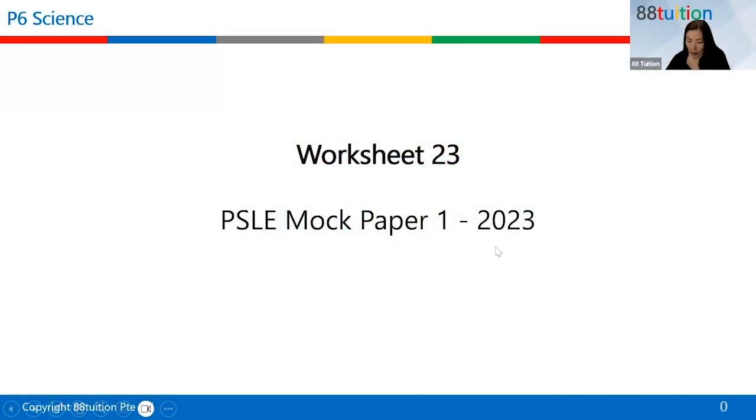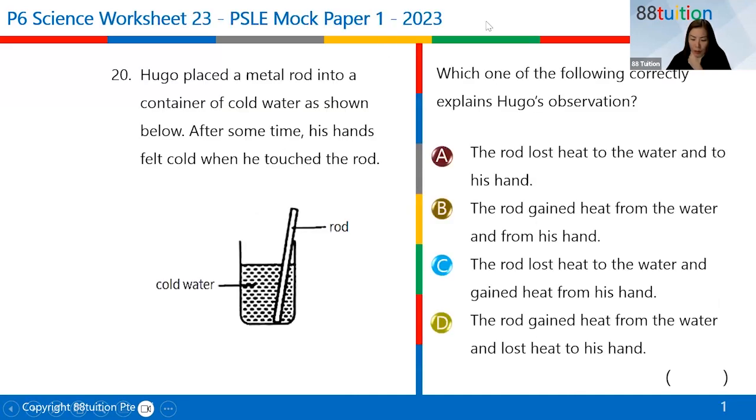Okay, so let's look at this mock exam paper. We are at question 20 now. First thing you need to do, of course, is to tell me what is the topic or the concept that's tested. It can be a topic, a subtopic, a certain concept, or a skill. Let me know what you think.